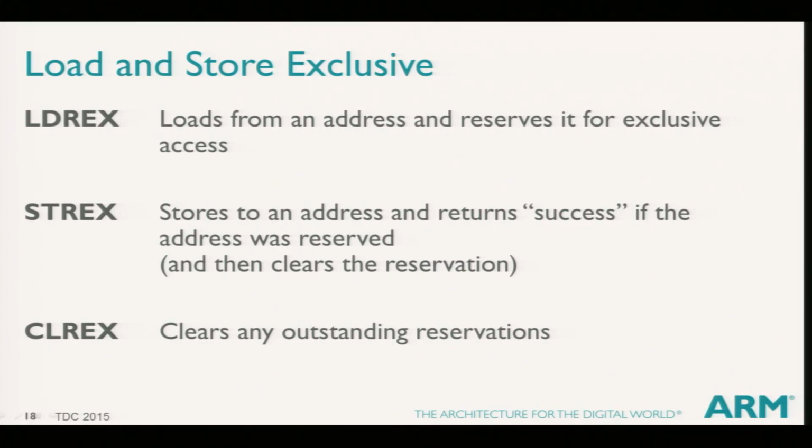So instead, we introduced a couple of new instructions, load and store exclusive. What a load exclusive instruction does is it loads just like a normal load does, but then reserves that location for what we call exclusive access. And then a subsequent store exclusive instruction stores to the address, but also checks the reservation. If the reservation is still there, it returns success. If somebody else has changed that location or stored to it in the meantime, then that store will return a failure, and you'll know that your attempt to actually get that lock didn't work.